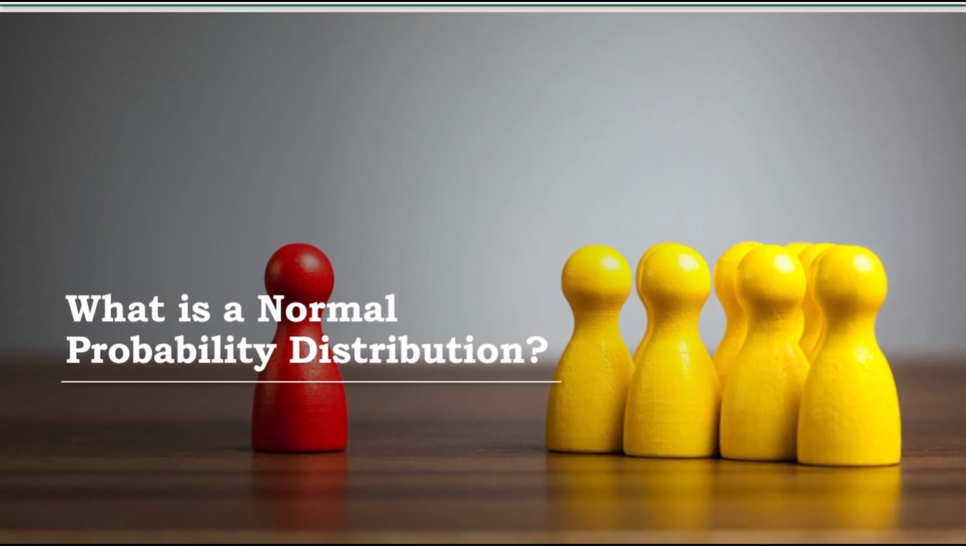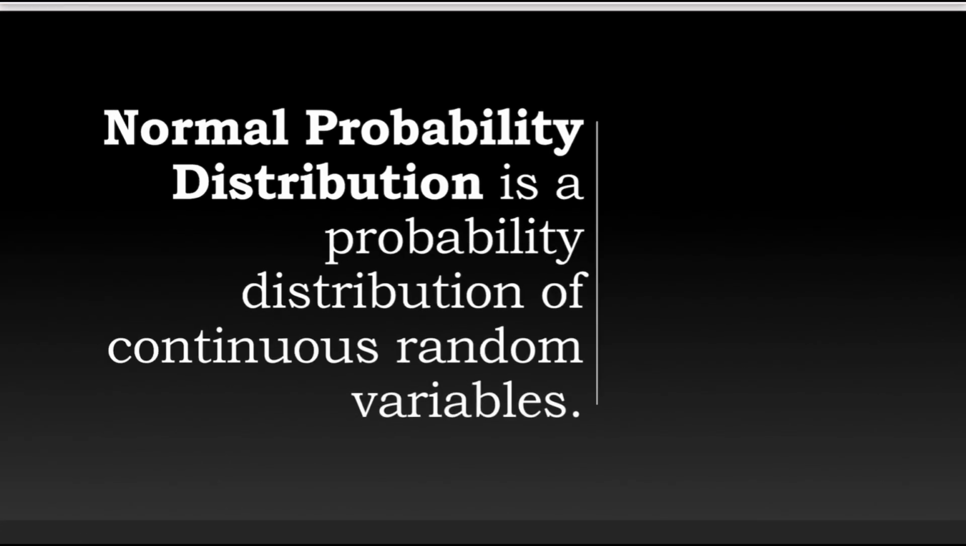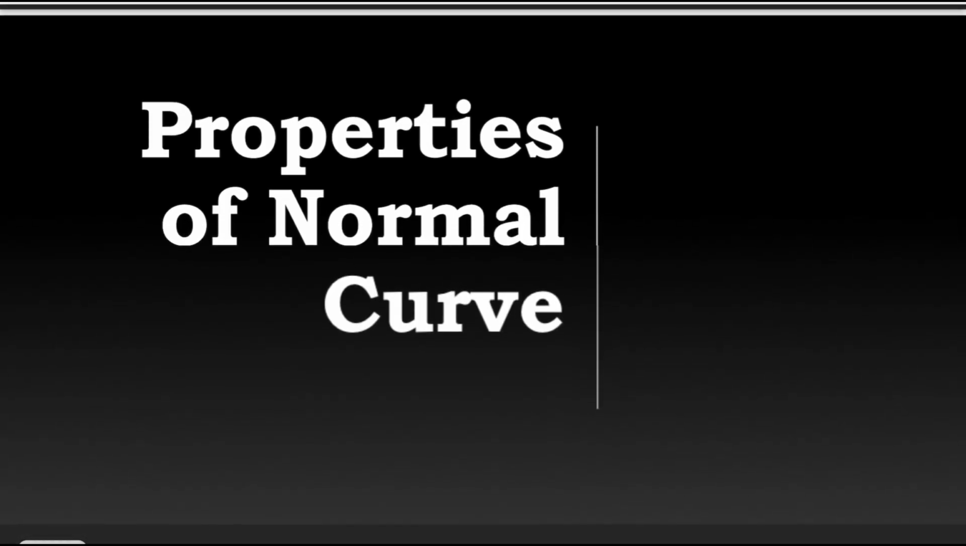Now, what is a normal probability distribution? A normal probability distribution is a probability distribution of continuous random variables. Okay, let's talk about properties of the normal curve.